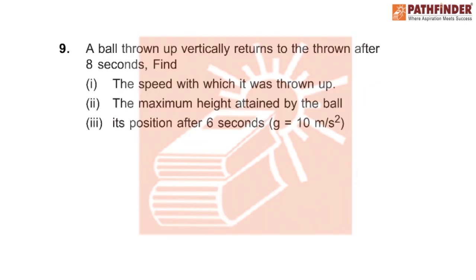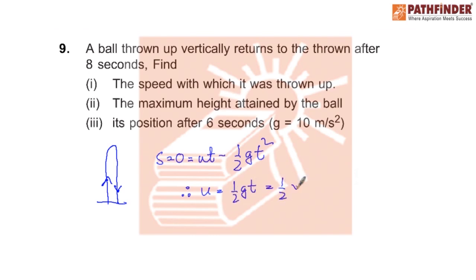Now we go on to the next problem. Here we have a problem on vertical motion, where a ball goes upward and finally returns to the man after 8 seconds. We have to find the speed with which it was thrown up, and we should consider g as 10. As the ball goes up and comes back to the same point, the displacement is 0, so 0 is equal to ut minus half gt square. From here you get the velocity u, which is half gt. Half gt is half into 10 into 8, that is 40. So it was projected with a velocity of 40 meter per second.